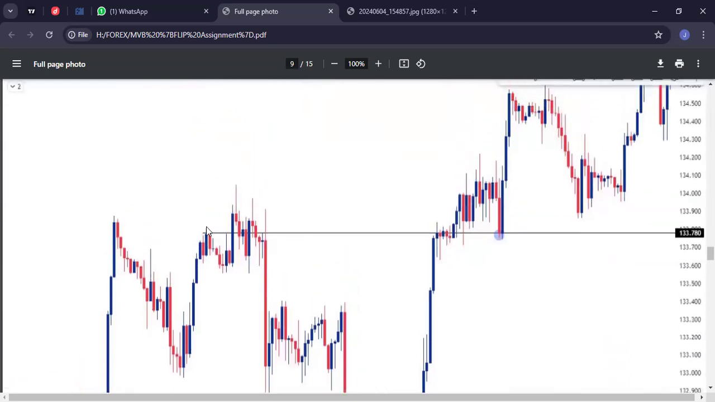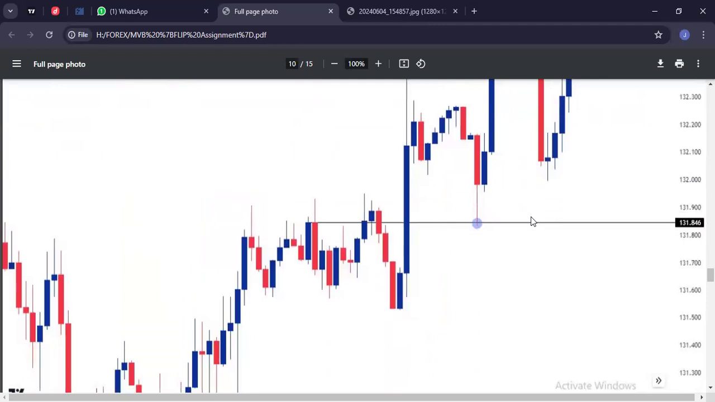Another one here, liquidity engineering. Market failed. Then the market came back, took the entry, then went above.